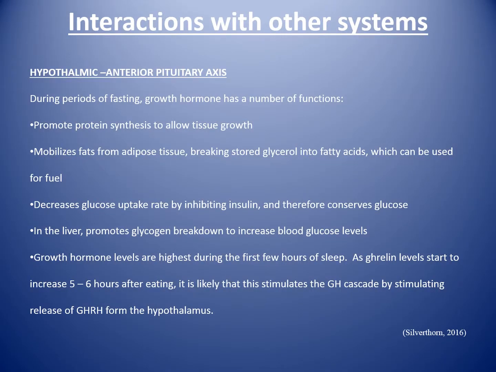So let's just have a quick look at the relationship between ghrelin and the hypothalamus and the anterior pituitary. As we mentioned earlier, during periods of fasting, growth hormone is high. It promotes protein synthesis to allow crystal growth. It mobilizes fats in the adipose tissue and breaks down stored glycerols into fatty acids, which can be used for fuel. It also decreases glucose uptake rate by inhibiting insulin and therefore conserves glucose. In the liver, it promotes glycogen breakdown to increase blood glucose levels.